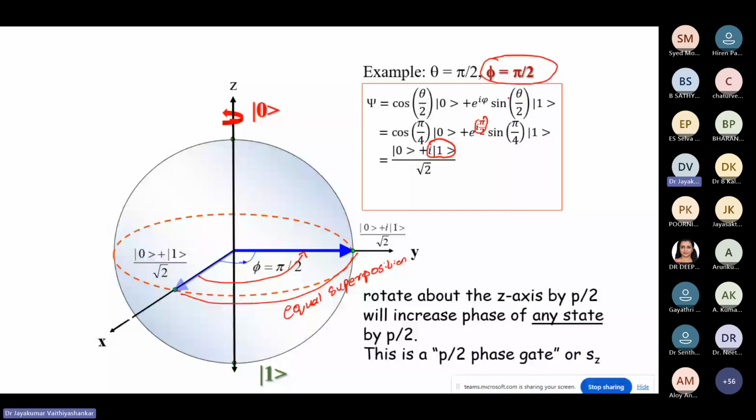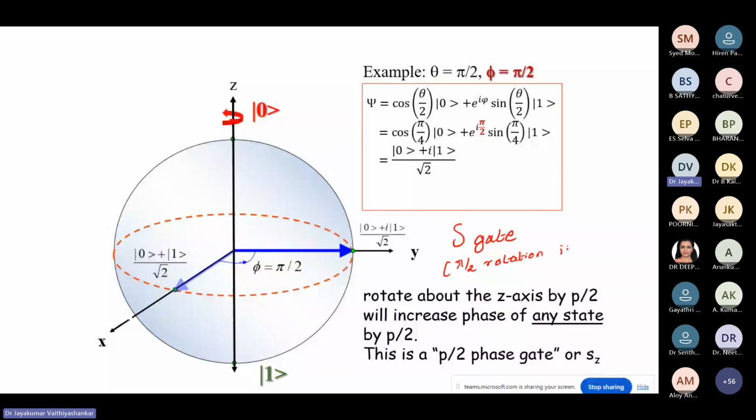Okay, so we covered theta equal to 0 means north pole, theta equal to pi means south pole, pi by 2 means x-axis, and pi by 2 along with the second angle pi by 2 means phase shift in your signal. So recall all these gates. This gate is called phase gate, the pi by 2 phase gate, which is equal to the S gate. So what will the S gate do? It will introduce pi by 2 rotation in global phase. So this psi is called global phase. If you have pen and paper, please note it down.